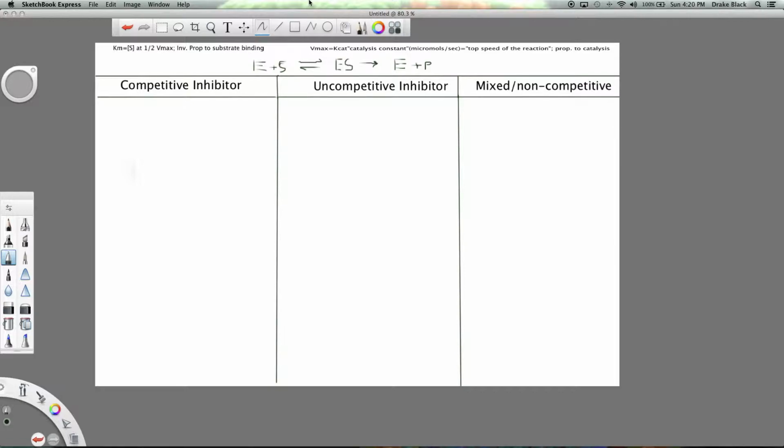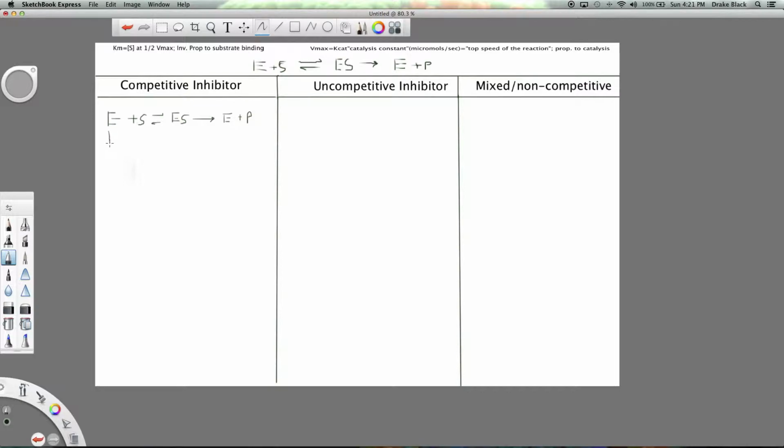So let's look at competitive inhibition first. If we're going to use this method of describing it, we would first write down E plus S, and then once that binds, we have the ES here, and then we're going to let it go to E plus P. So that's how it would normally go without an inhibitor, but since it's going to be a competitive inhibitor, the inhibitor binds to the enzyme.